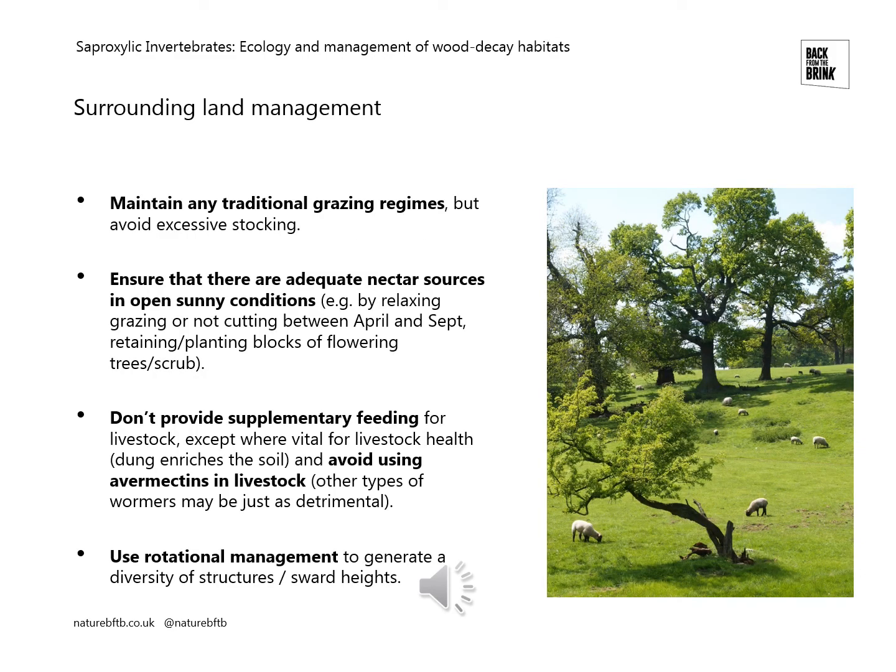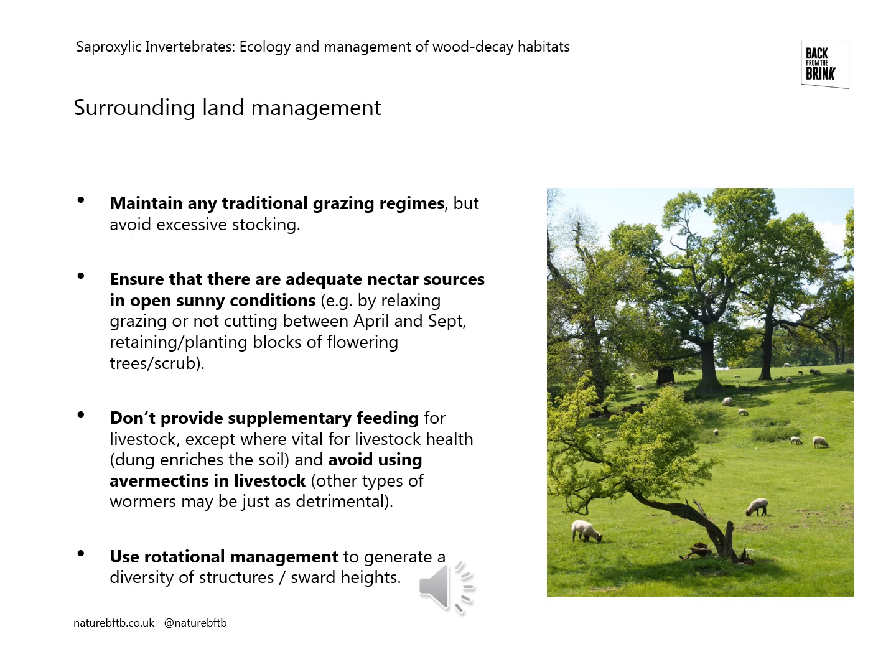Where a site has a long history of grazing, whether that's by sheep or cattle or deer, we want to look to maintain those traditional grazing regimes as long as they don't interfere with the floral resources that are available. So we want to ensure that there's pollen and nectar resources available to our saproxylic invertebrates when they need it. So we might need to reduce grazing between the months of April and September, or avoid cutting of meadows between that period, or look to retain or plant up blocks of flowering trees or shrubs.